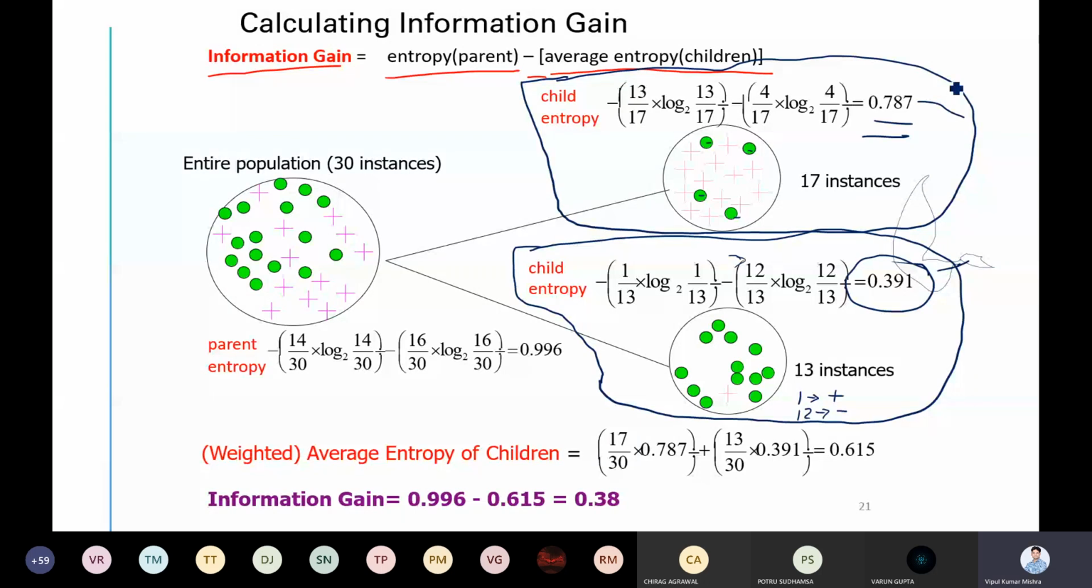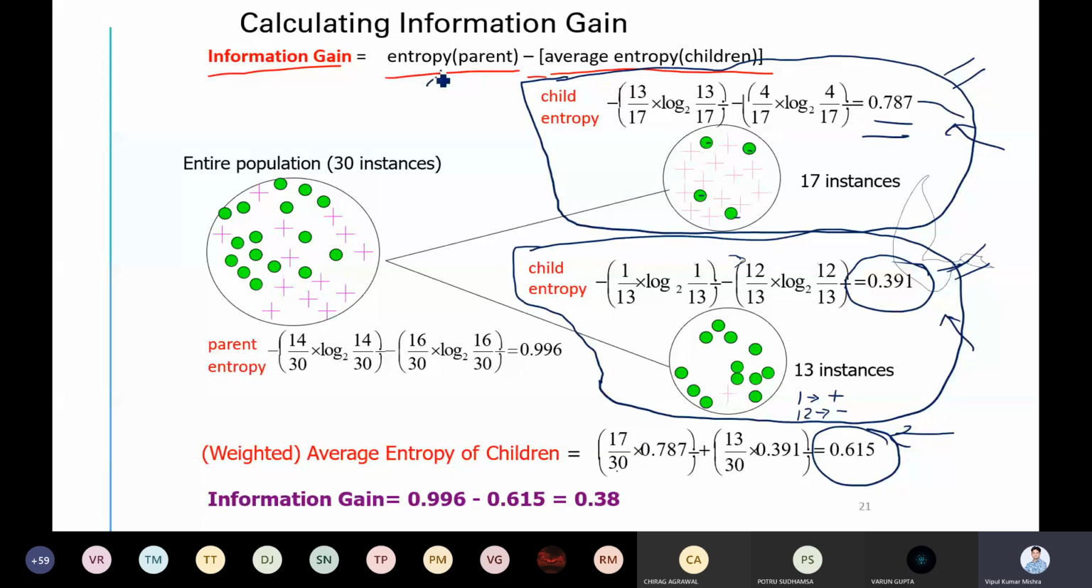Getting? So what will be the weighted entropy for both the children? Similarly, as we calculated previously the weighted average of Gini, we will calculate the weighted average of entropy. That will become 17 divided by 30 into 0.787, that is coming from this, then 13 divided by 30 into 0.391, that is coming from here, and that will become the weighted average for the children. Now you want to compute the information gain.